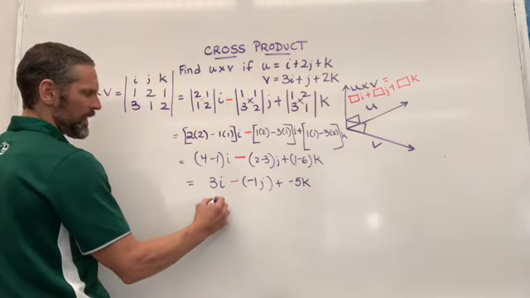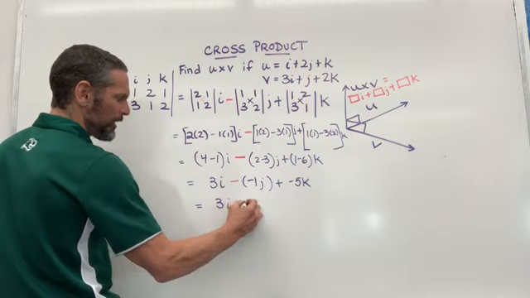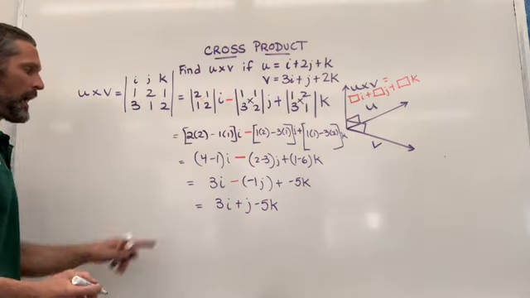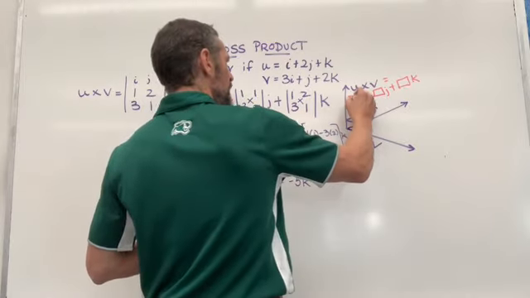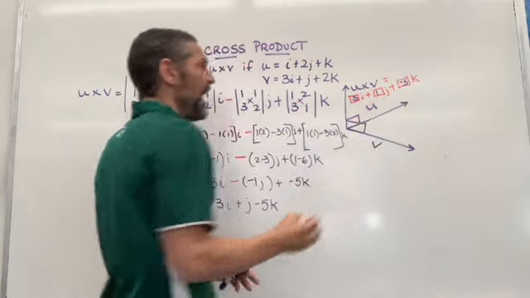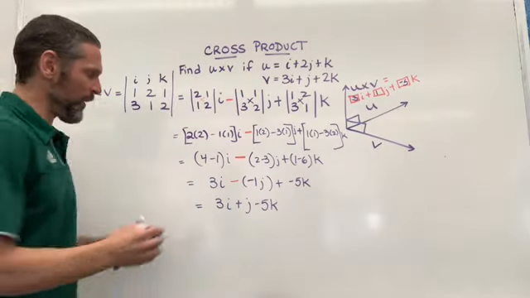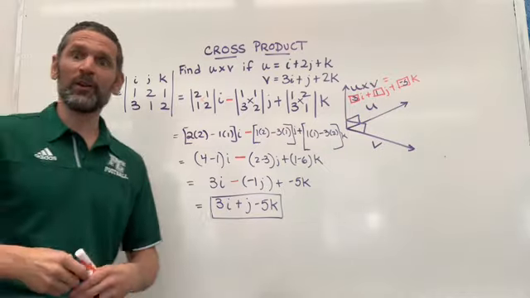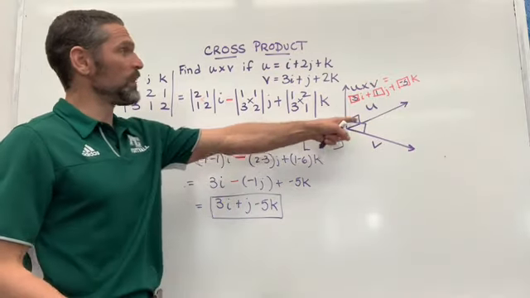So ultimately we get 3i plus 1j minus 5k. I was looking for my ijk. 3, 1, negative 5. And I think I found a vector. I think I found a vector that is orthogonal to the two given vectors.